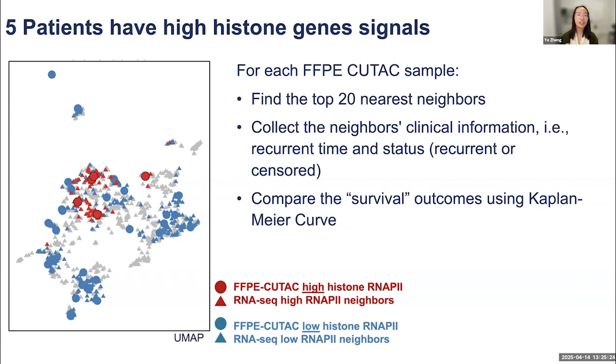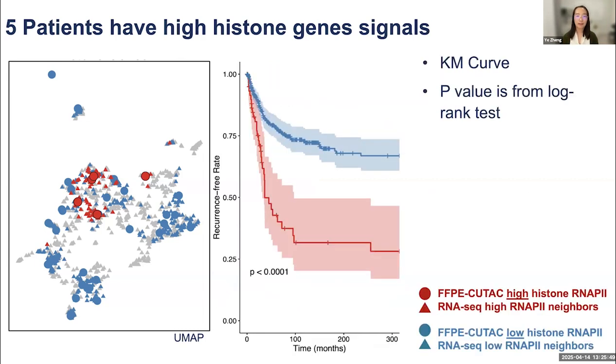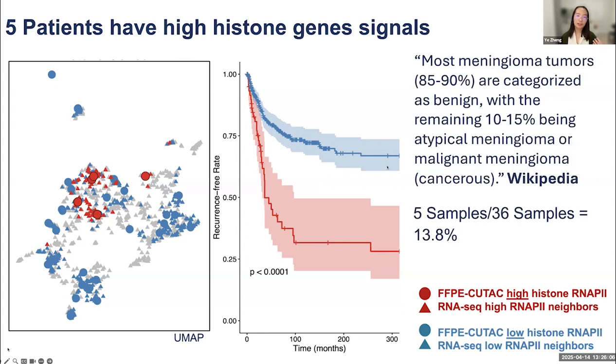Then I find the top 20 nearest neighbors in the RNA-seq data, and also predict those 20 neighbors of aggressive patients to be aggressive as well. So all those red dots and red triangles are predicted to be aggressive. Then I want to compare the aggressive and the benign group, including all those FFPE and RNA-seq data. So here is the survival, the recurrence information. Using the KM curve, you can see that patients predicted to have aggressive tumor tend to recur much faster than the benign group. It also somewhat matches even the Wikipedia description: 5 patients fall within the 10 to 15% population level of meningioma tumors being more malignant instead of more benign.